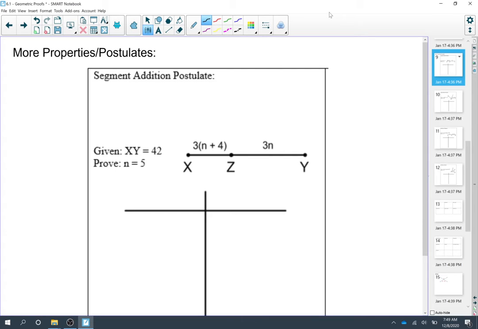More properties and postulates. So far we've gone over some of the more basic ones. Now we're going to get more into the geometric ones. So the first one we're going to go over is the segment addition postulate.